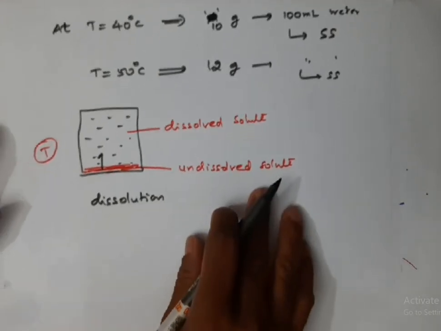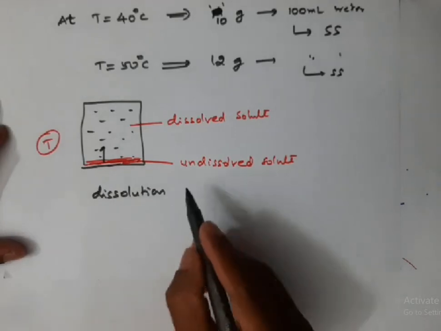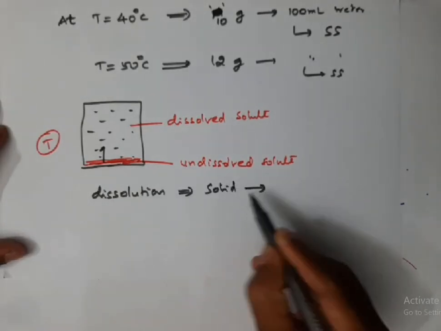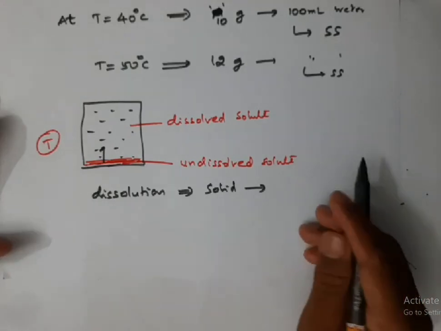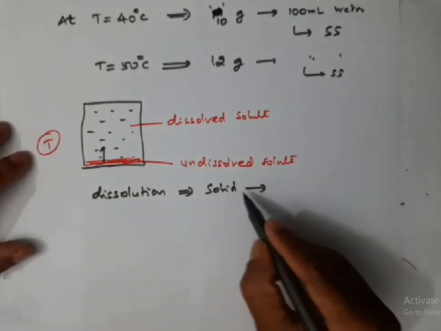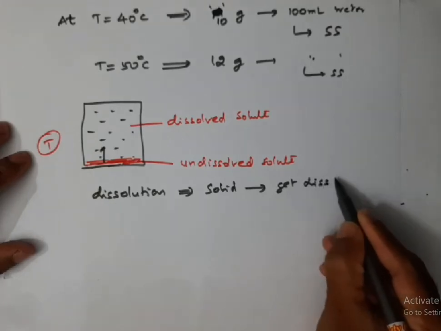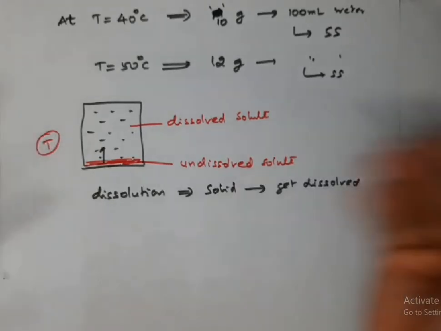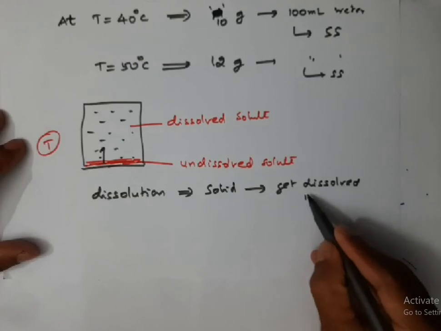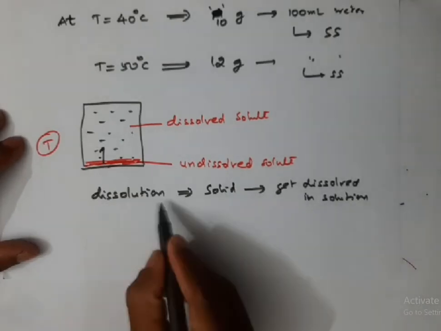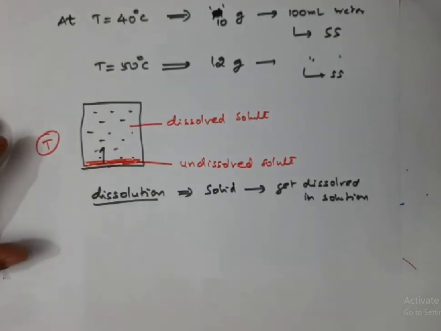Right? What is dissolution? Dissolution means solid particles go into the solution, or get dissolved. Solid gets dissolved in solution, or it disappears in solution. When solid gets dissolved in solution, we call that process dissolution, right?